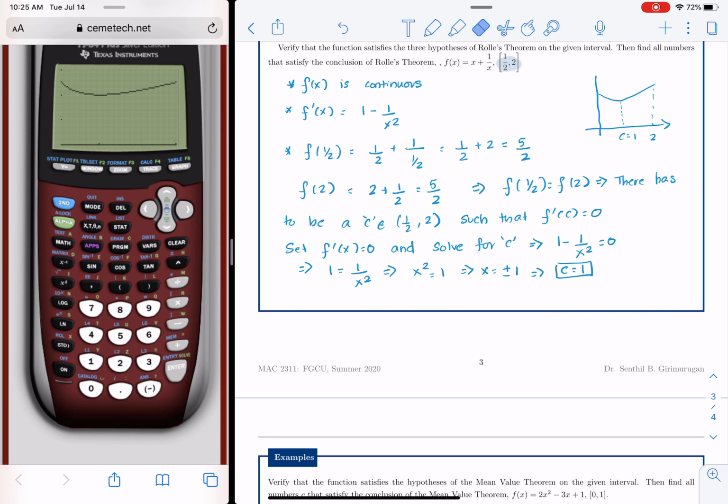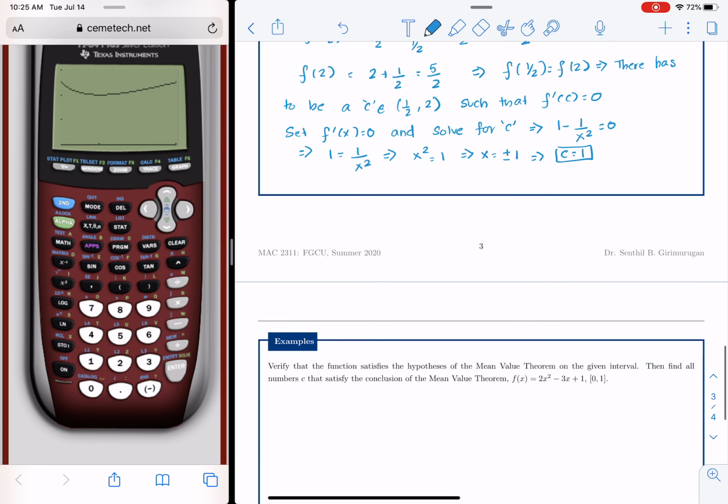I should probably start at 1/2. And those two values are one and the same. So Rolle's theorem is verified.